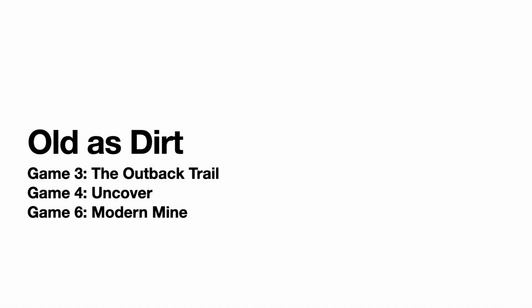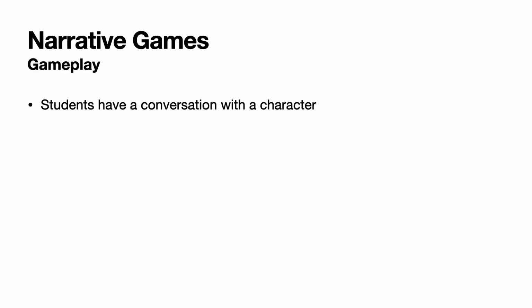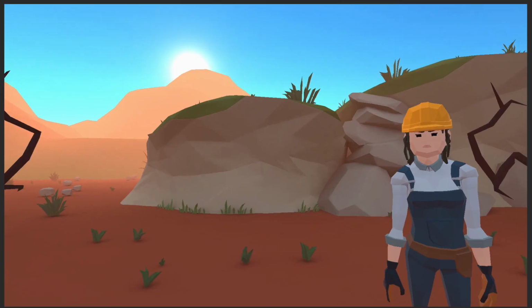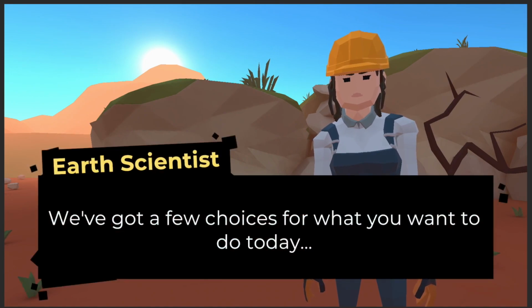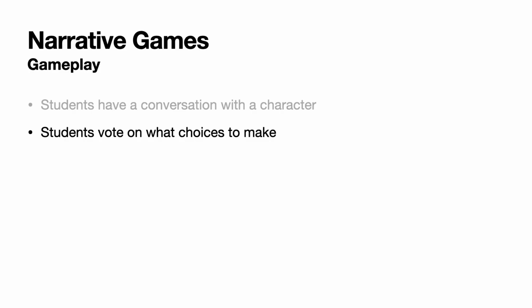In this video, we'll be looking at Old as Dirt's 3rd, 4th, and 6th games. In these games, the students will have a conversation with a character, and at various points, the student teams will be able to vote on which branch of the conversation is selected. This means that the direction of the conversation is controlled by the students.